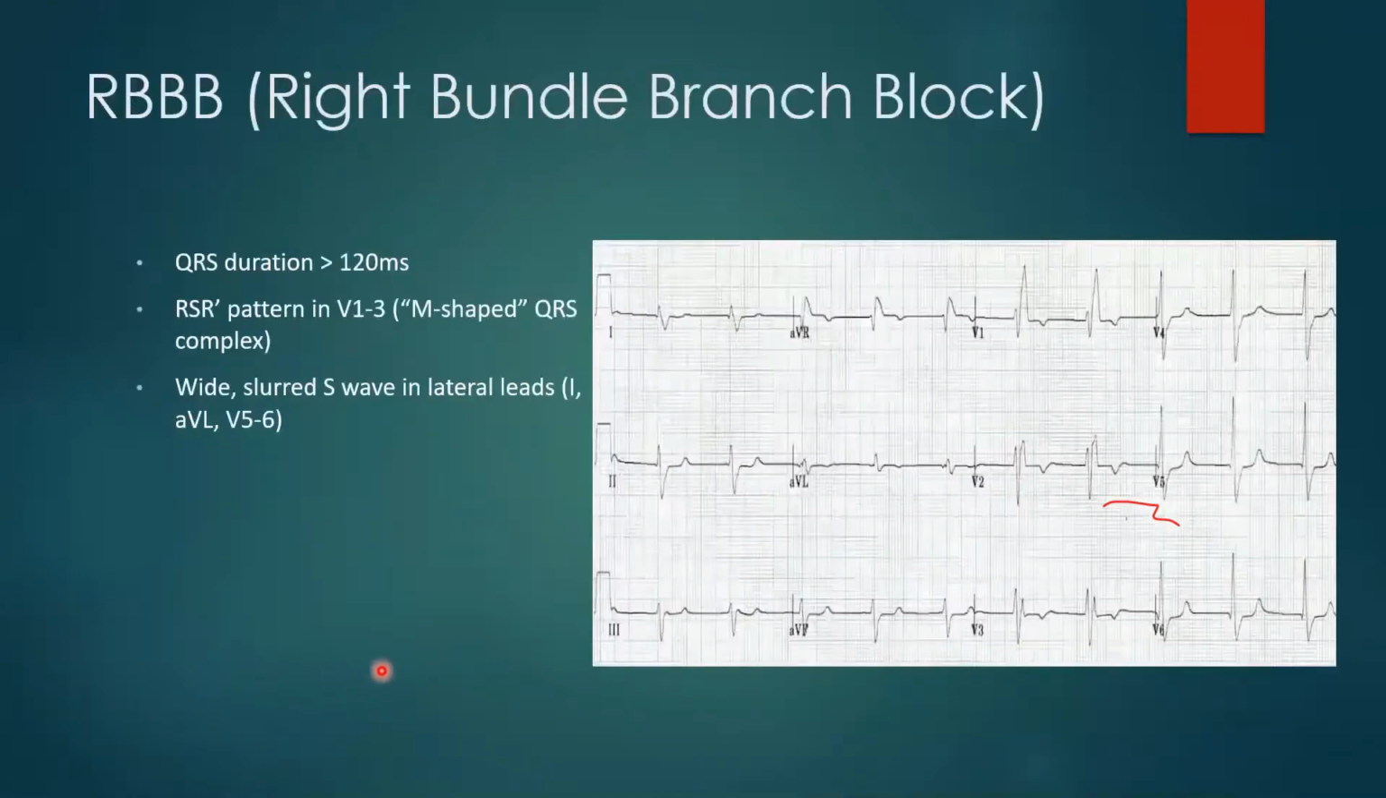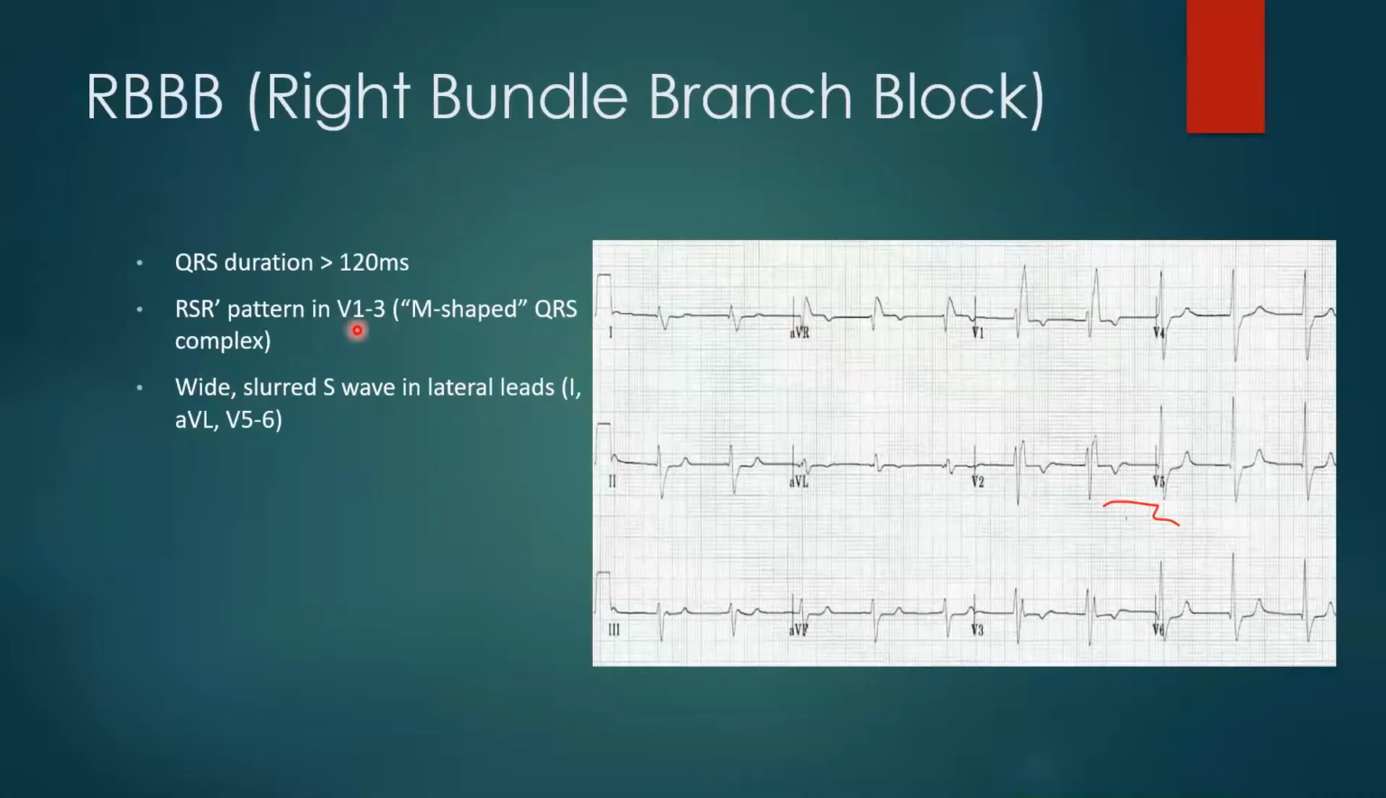So let's talk about its brother, right bundle branch. This is a block on the right side. Typically, the right side of the heart is a lot smaller, so we don't see as massive a widening of the QRS, but we typically see a positive deflection. We see QRS durations greater than 120, so it's still wide, but it's shaped a little differently. We have this RSR prime pattern, so you have an R, S, and then an R.